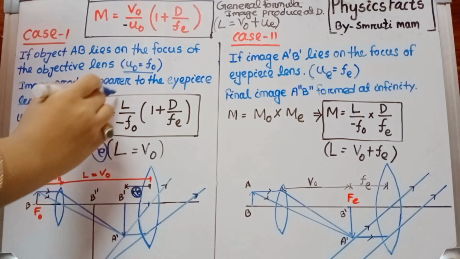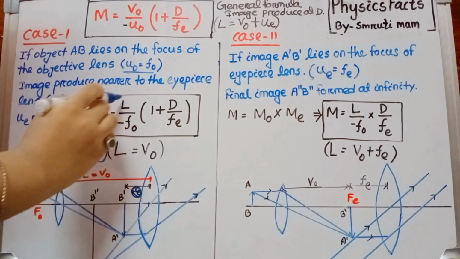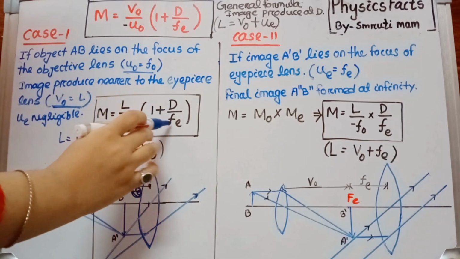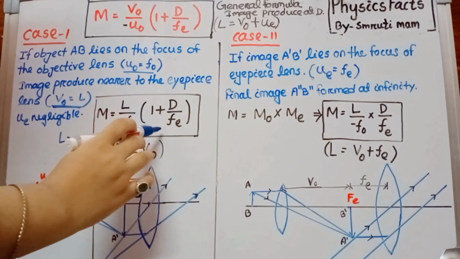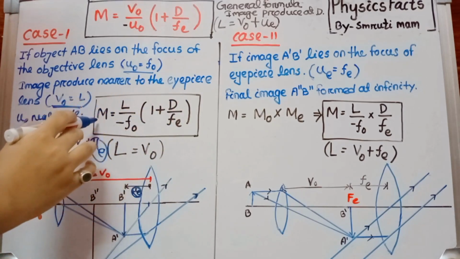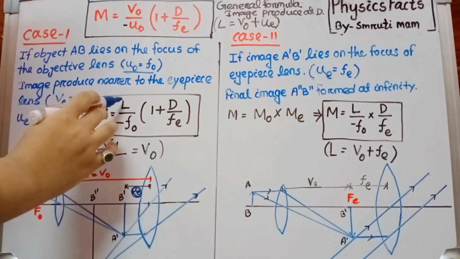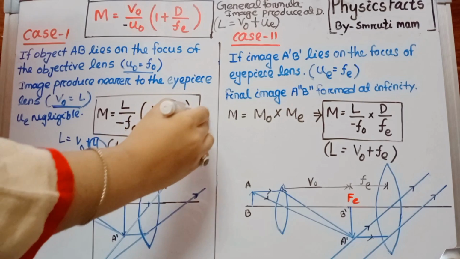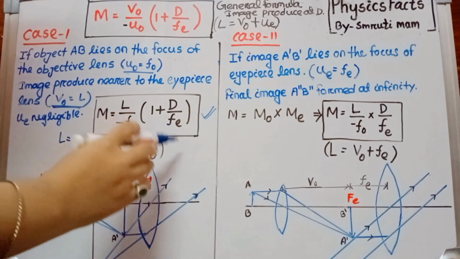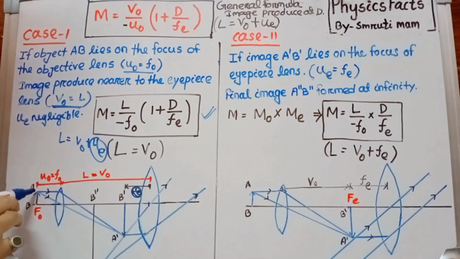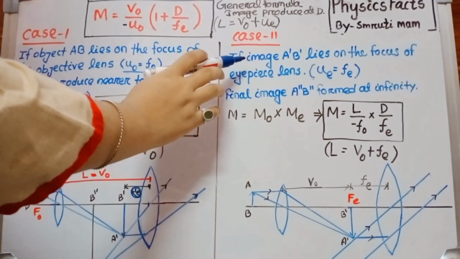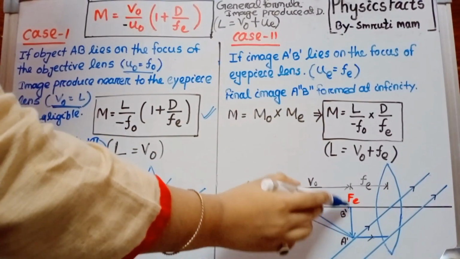And same, this is the magnification of the objective lens, that is L by minus FO, and 1 plus D by FE is the magnification of the eyepiece lens. So the total magnification M equals L by minus FO into 1 plus D by FE. Here what happened? The object is at the focus of the objective lens. Now go to the second case, the image A prime B prime.